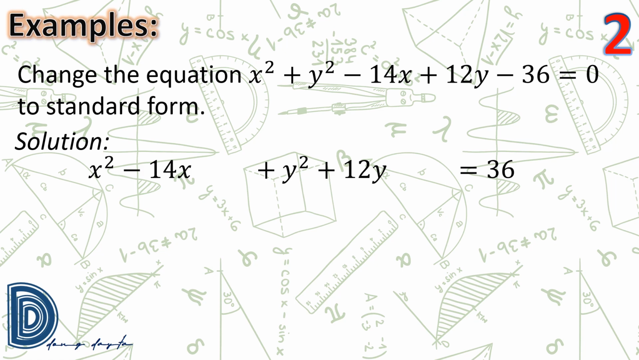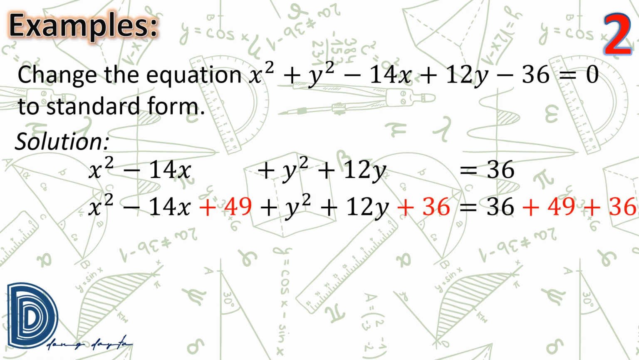To complete the square in x squared minus 14x, we divide the coefficient of x by 2 and then square the result. That is negative 14 divided by 2, negative 7. Negative 7 squared is 49. And that must be done also in the y squared plus 12y. So 12 divided by 2 is 6. Squared, that's 36. On the right hand side of the equation, we also need to add 49 and 36.